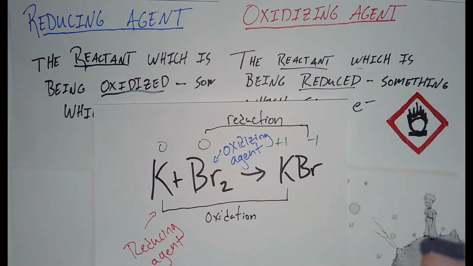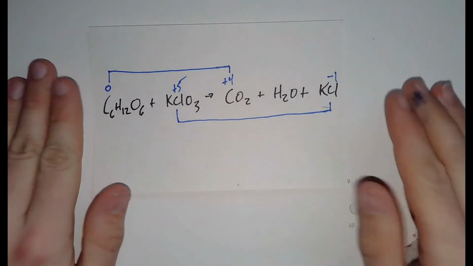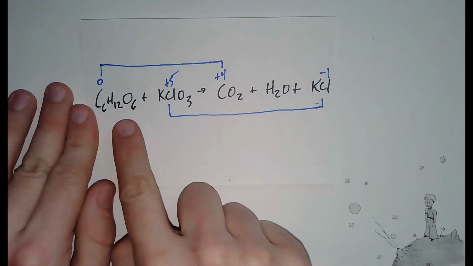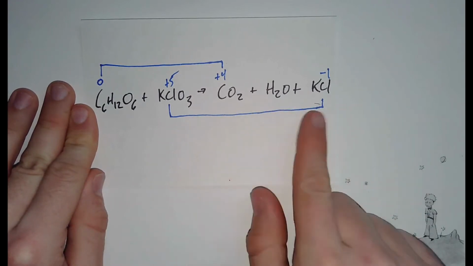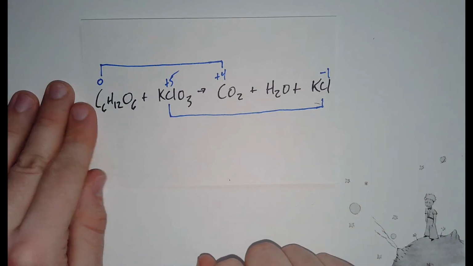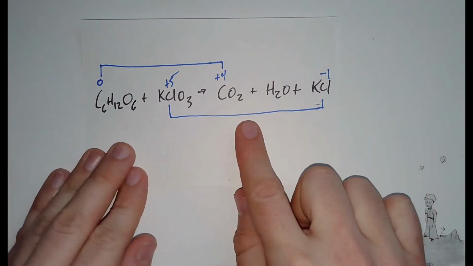So let me clean this up, and let's take a look at a more complicated reaction. All right, I know this is a little intimidating looking, but it's not so bad. We have sugar reacting with a thing called potassium chlorate to make familiar things: potassium chloride, water, carbon dioxide. And I haven't filled in all the oxidation numbers. I've just highlighted the two things that really matter in this reaction, which is the carbon and the chlorine. So before we go any farther, what's happening to the chlorine in this reaction? Is this oxidation or reduction?